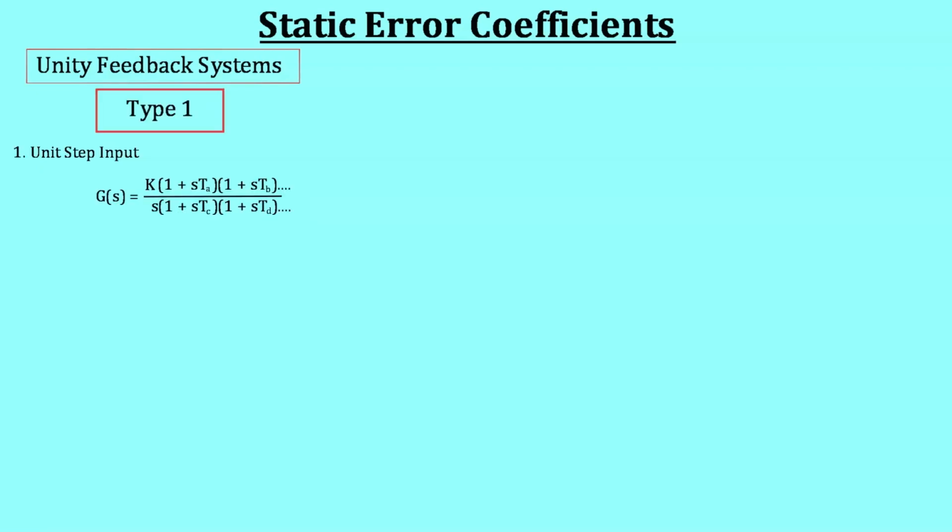First, we will consider the case of unit step input. The general expression of the feed-forward function is written where k is the magnitude of the Laplace transform of the feed-forward function and Ta, Tb and so on are different time constants. Since we are considering type 1, there will be one pole present at the origin. For unit step input, only the static positional error coefficient is defined, which is equal to the limiting value when s tends to 0 of the Laplace transform of the feed-forward function.